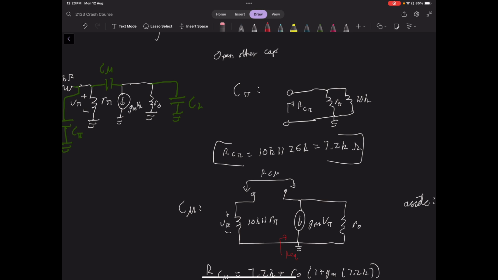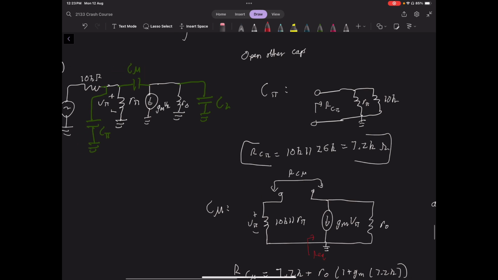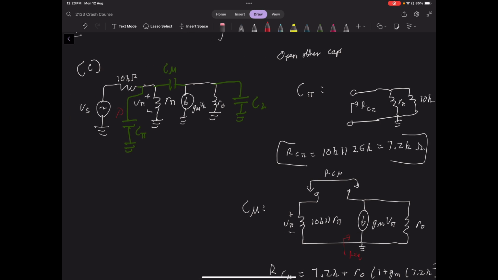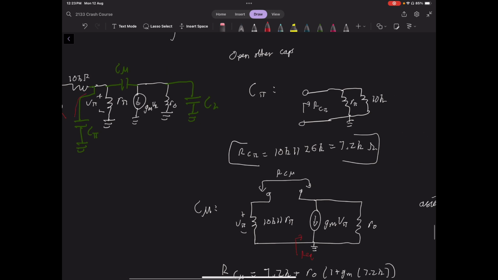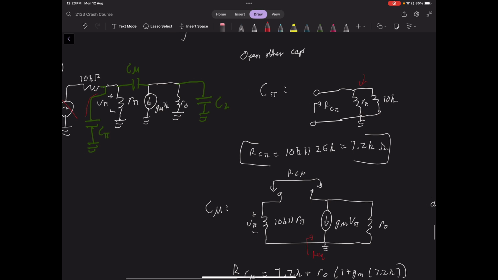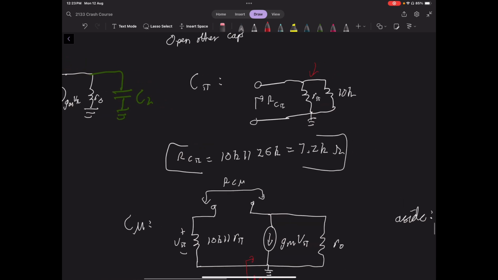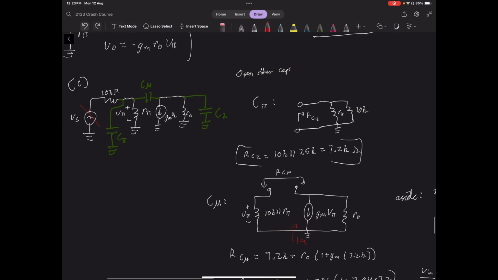So starting off, we're going to look at C pi. And you can clearly see here, when we're looking in from C pi, when we're doing a Thevenin equivalent circuit, we need to turn off all independent sources. So Vs is going to disappear. And then if we follow the connections here, we can see that these two resistances here are in parallel. And so that gives us a pretty simple circuit down here. It's just going to be 10k and 26k in parallel when we're finding the Thevenin resistance. Nothing too complicated about that.